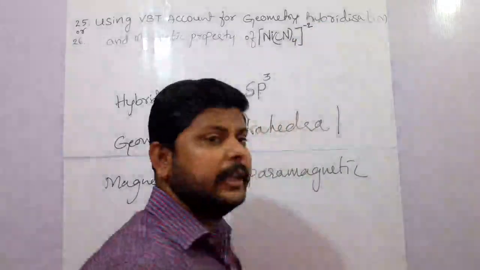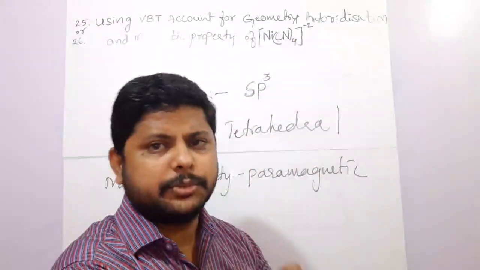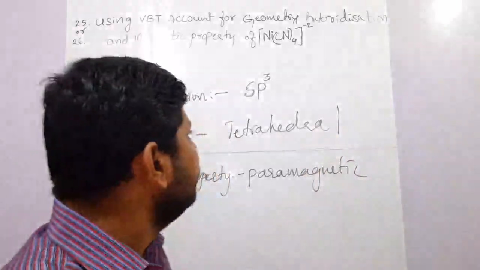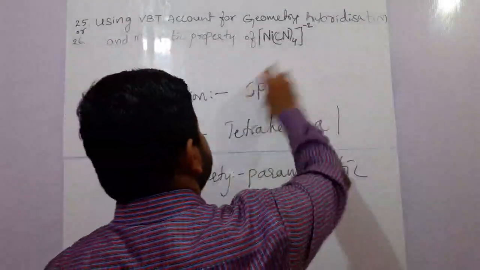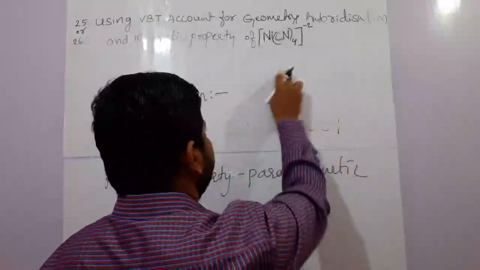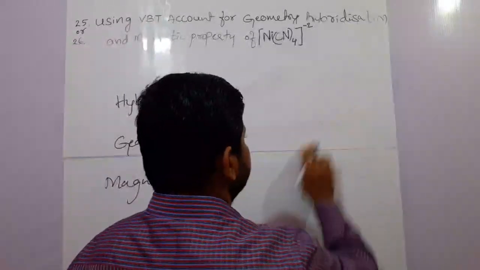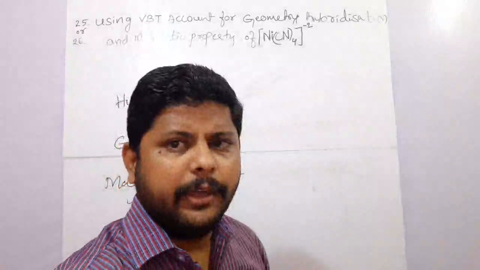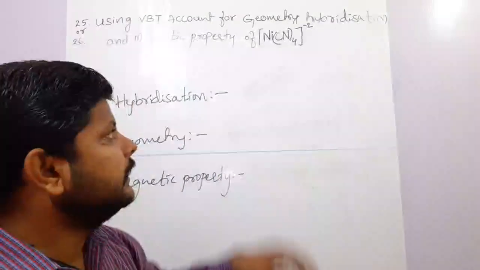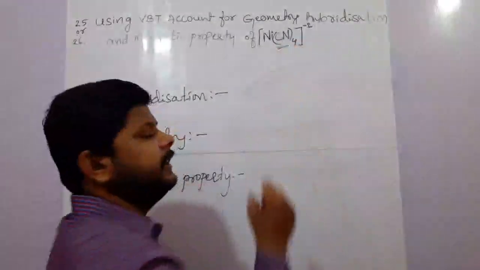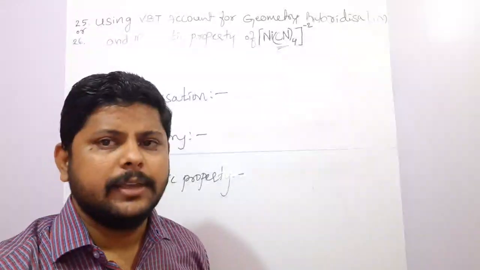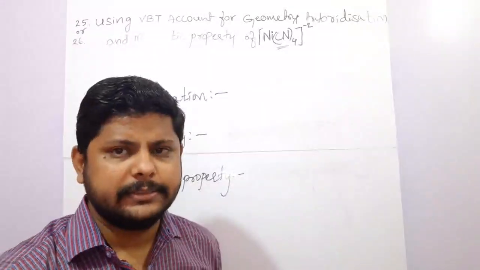The complex will be NiCN4 minus 2. The question will be the same: you have to answer the hybridization, geometry and magnetic property for this. Now here, in NiCN4, the cyanide ligand is a strong ligand. So here also 4 ligands are there.